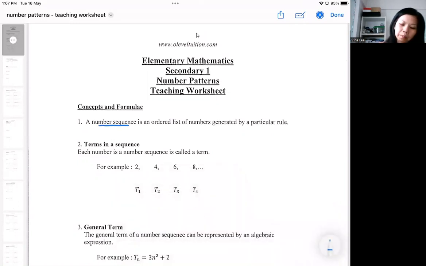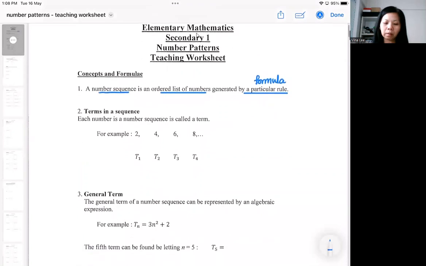A number sequence means it will be an ordered list of numbers. That means there is an order: the first number, the second number, the third number, the fourth number. So there must be a certain order to the numbers. The numbers are not mixed up, and the numbers come from a particular rule. This rule is like a formula. There will be a formula that generates the numbers. That's why it's a little bit related to algebra.